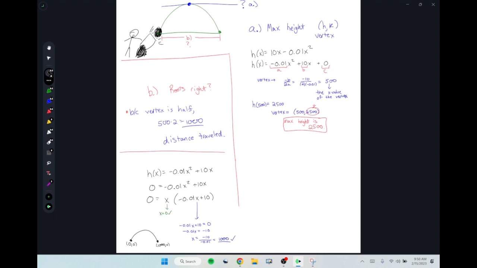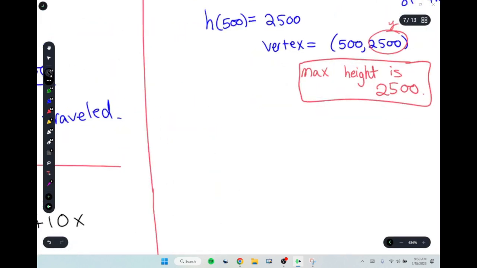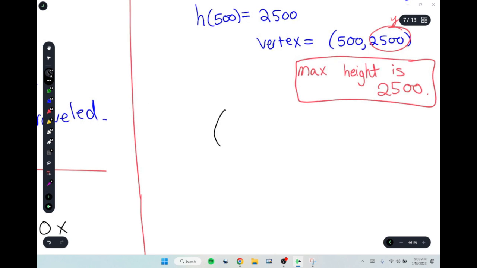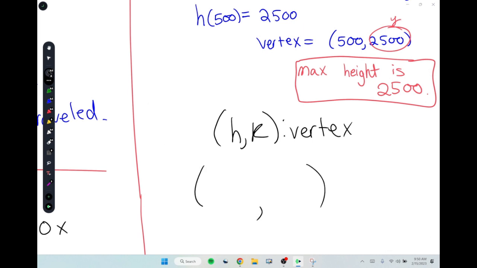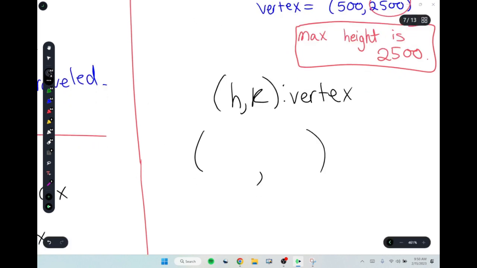Did we plug the 500 in to get the 2,500? To get the max height, yes, when you solve for negative b over 2. So we talked about this, which is a little harder to memorize. But what is the actual formula? I don't like h, k, even though it is true. h, k is your vertex, right? I think there's a better way to remember the vertex if you just want to do the hard memorization. You know what the formula is? Or what's a better way to remember it? Because h, k is not helpful at all, to be honest.